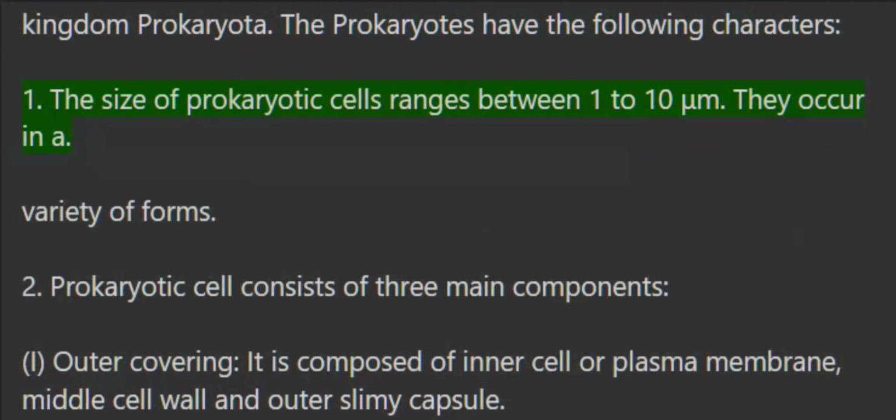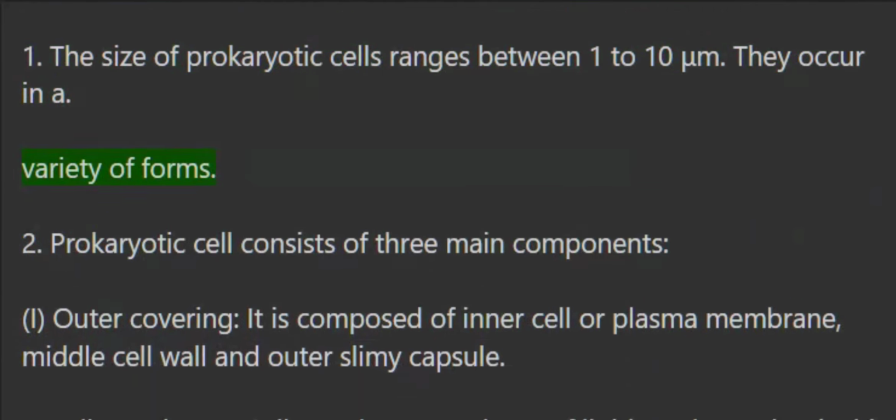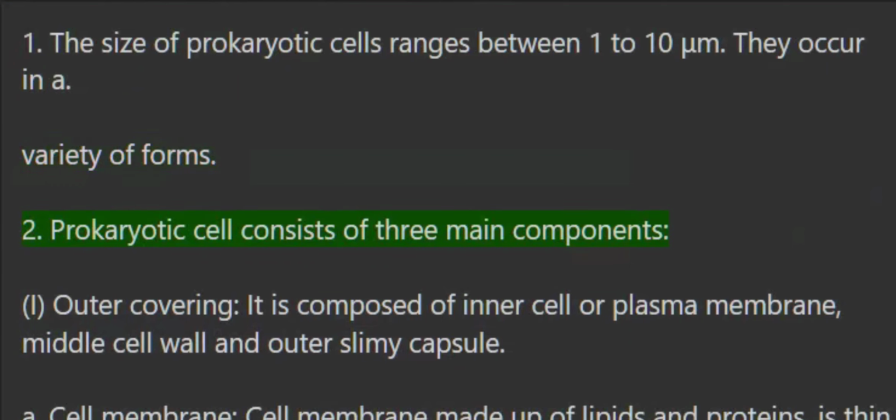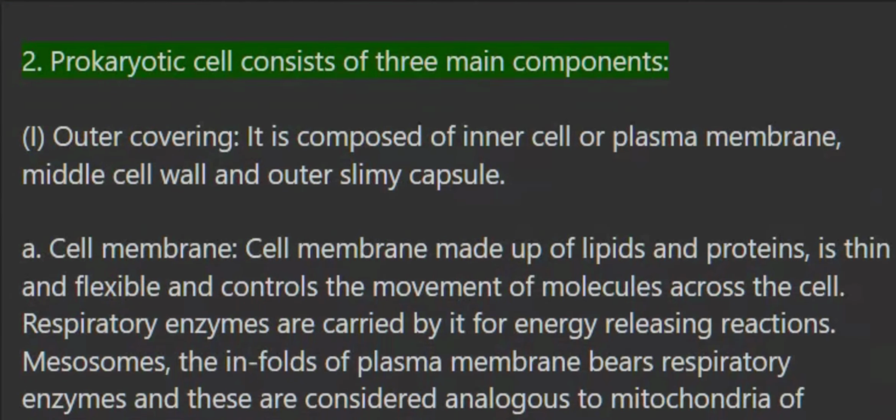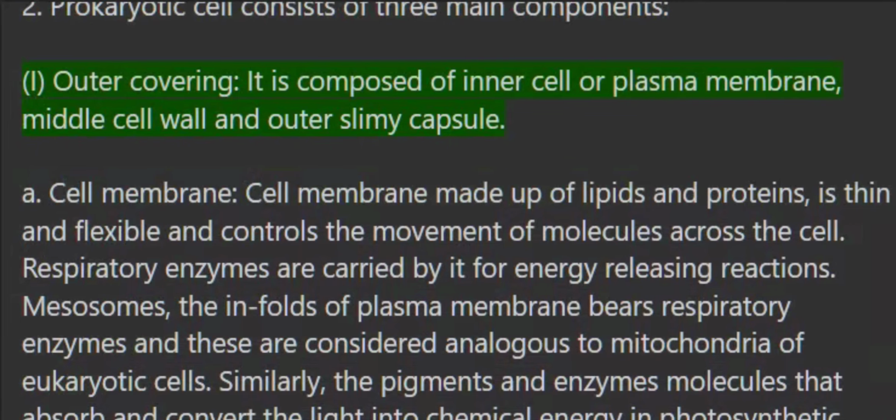1. The size of prokaryotic cells ranges between 1 to 10 micrometers. They occur in a variety of forms. A prokaryotic cell consists of three main components. 1. Outer covering. It is composed of inner cell or plasma membrane, middle cell wall and outer slimy capsule.